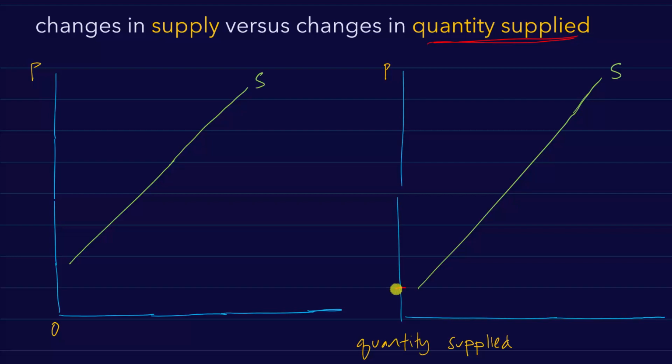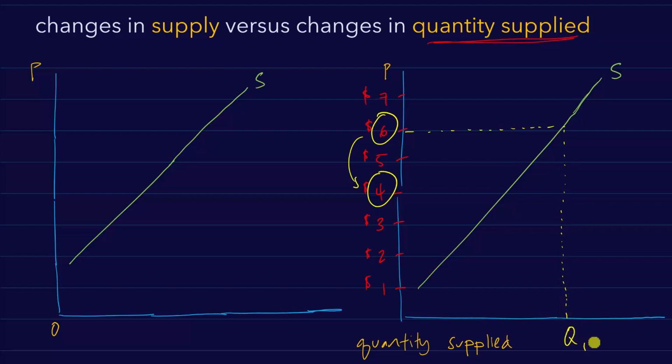So we find this when there's a change to the price of the good or service. So let's say that the good or service, and this is the price at which it's being sold, let's say that it changes from $6 to $4. So initially, when it was $6, the quantity supplied was whatever it was. The price changes to $4.